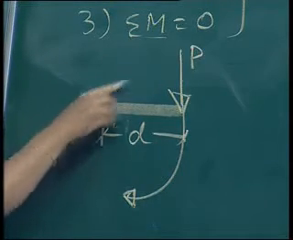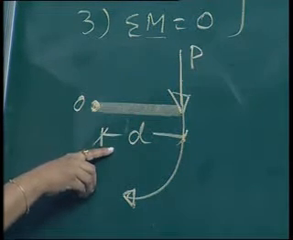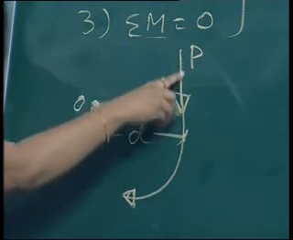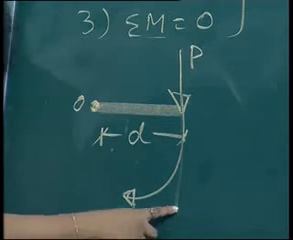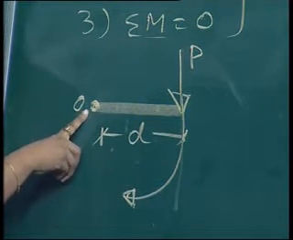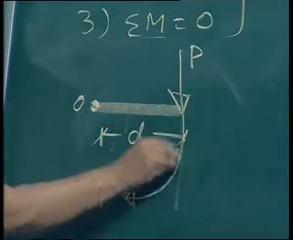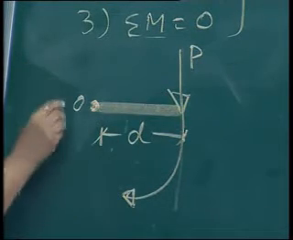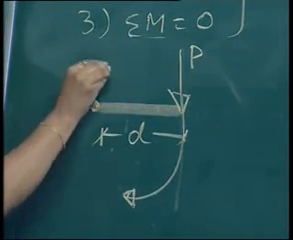So, moment is what? Force into perpendicular distance. Which perpendicular distance? The distance between the line of action of the force and the point at which the moment is to be taken. So, the rotation is in the clockwise direction, so that is called a positive moment.